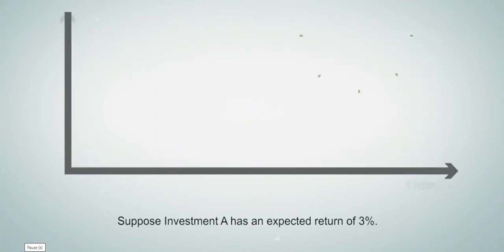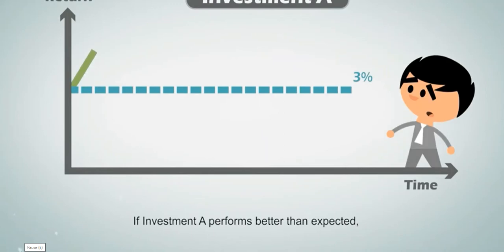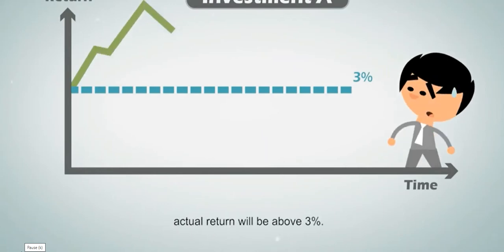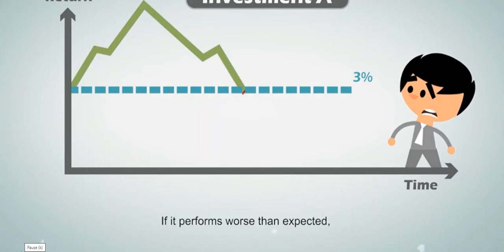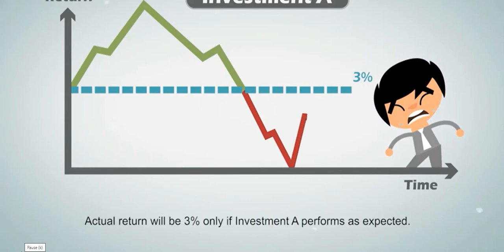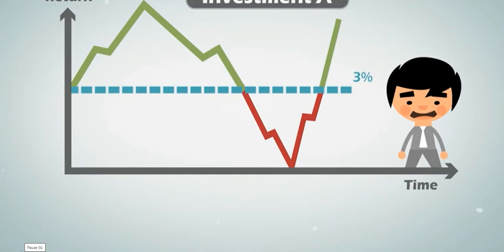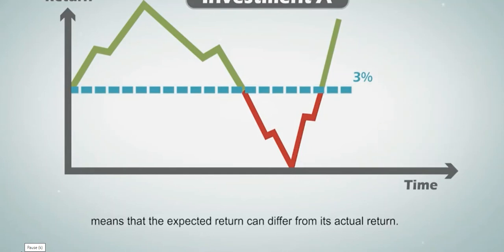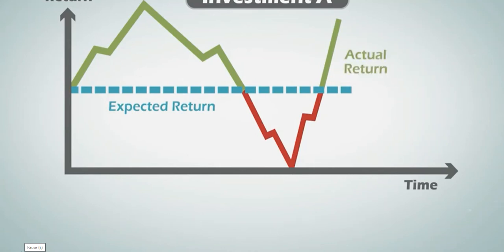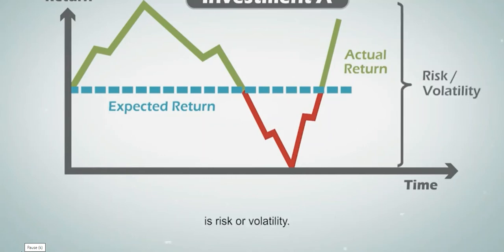Suppose investment A has an expected return of 3%. If investment A performs better than expected, actual return will be above 3%. If it performs worse than expected, actual return will be below 3%. Actual return will be 3% only if investment A performs as expected. The presence of risk or volatility means that the expected return can differ from its actual return. The difference between actual and expected returns is risk or volatility.